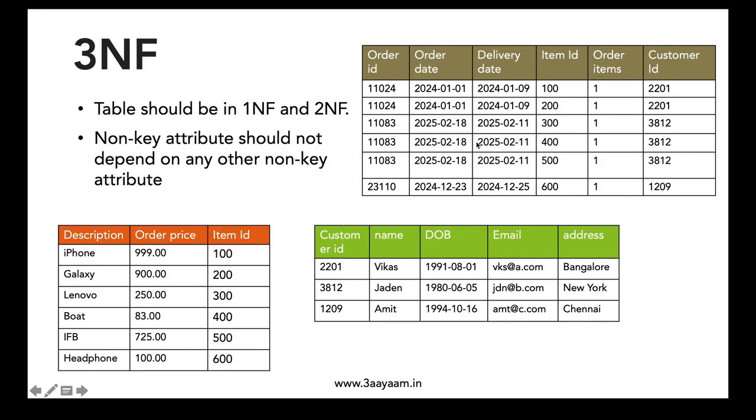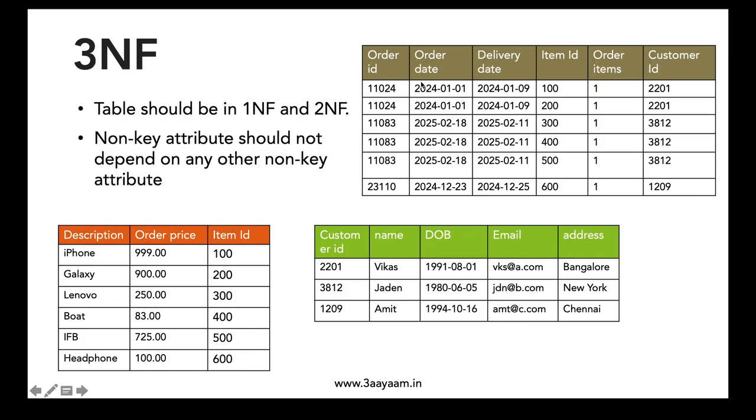And let's look at all the tables. So in case of order table, we have order date, delivery date, order items, and customer ID. So these are the non-key attributes. We'll not talk about order ID or item ID at all because these are key attributes. So let's see if order date is dependent on either delivery date or order items or customer ID. The answer is no. It is not dependent on any one of these. What about delivery date? Again, same. It is not dependent on either order date or items or customer ID.